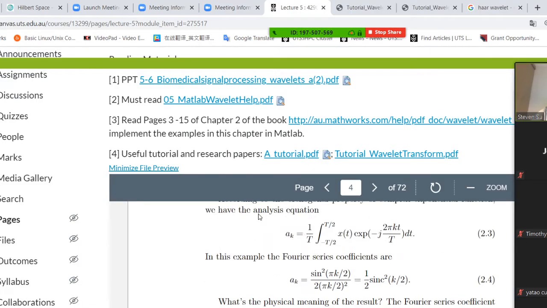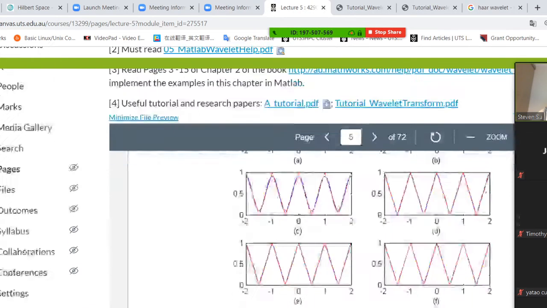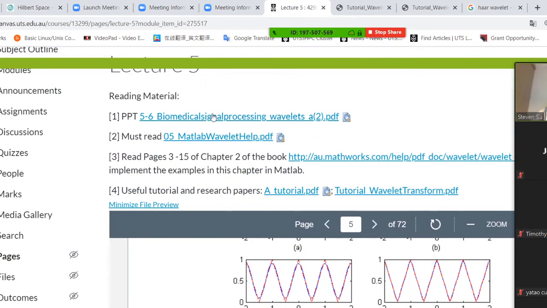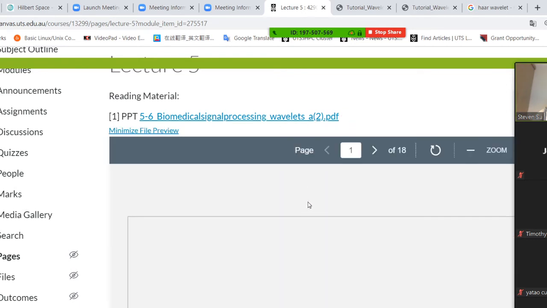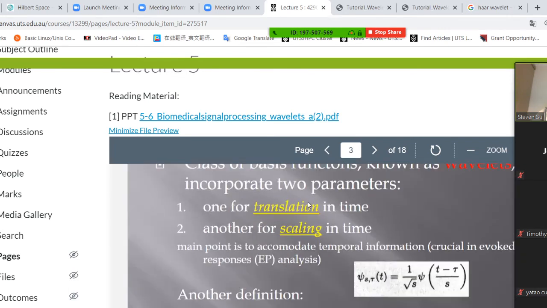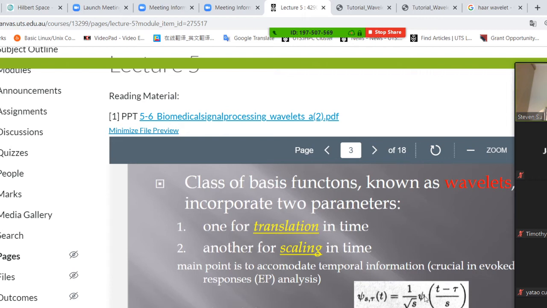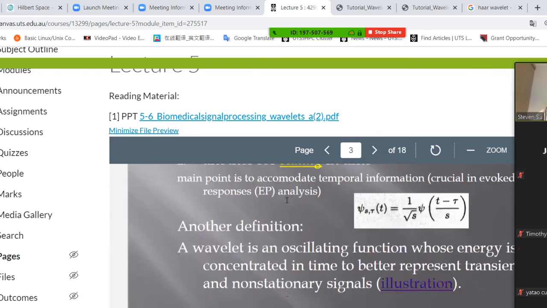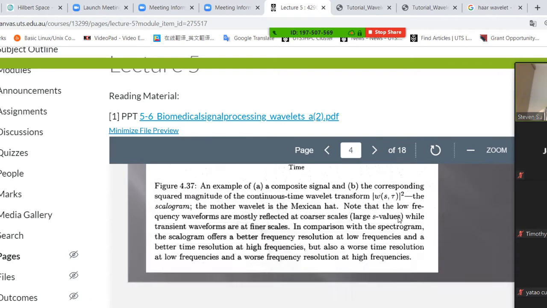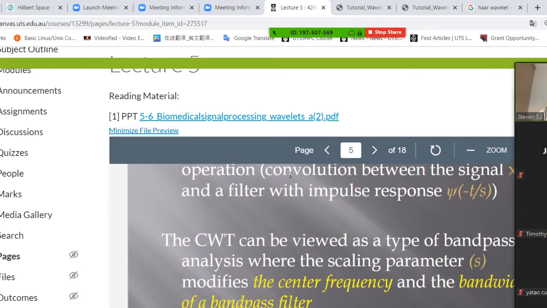Here are several very good materials. Here are wavelet slides where we talk about the fundamentals. This is similar, with scaling and translation as the two factors. Tau is translation, S is scaling, and they also talk about CWT, continuous wavelet transform, and discuss lots of things. You can have a look.